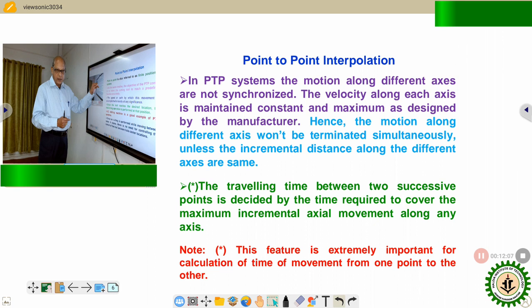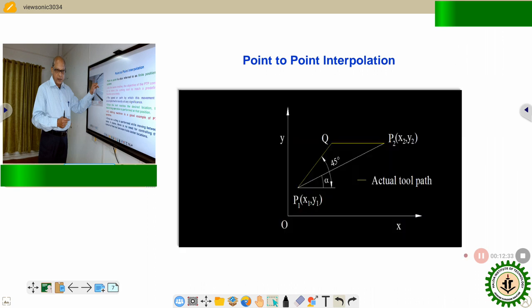This part is very important for numerical problem solving. The traveling time between two successive points is decided by the time required to cover the maximum or longest incremental axial movement along any axis, either X or Y in case of XY, or X or Z in case of XZ combinations. This feature is extremely important for calculating the time of movement from one point to the other.